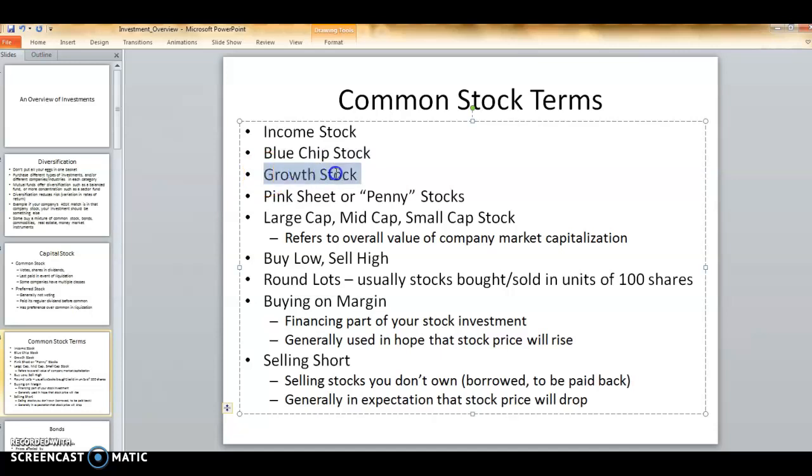A growth stock is more of a younger company, a company that generally pays no dividends, and usually people who buy the stock buy it for future capital growth, which basically is the difference between what they pay for the stock and what they expect to sell it for, or what the market value is going to be worth in the future. We also have what we call penny stocks or pink sheet stocks, and they're basically stocks that are at a very, very low market price per share, like less than $1 or less than $5 per share.